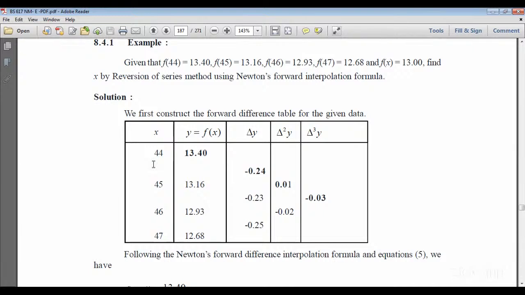So the delta y values are given here. Therefore, I am taking here 13.16 minus 13.40, which is minus 0.24, 12.93 minus 13.16, which is minus 0.23, and 12.68 minus 12.93, which is minus 0.25. Then the second differences are 0.01 and minus 0.02, and the third difference is minus 0.03, the output value here.